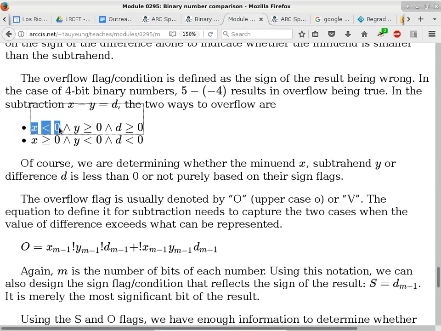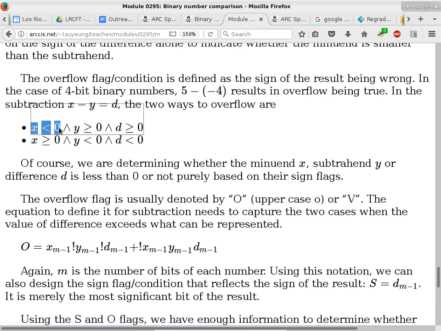Yes? We had that conclusion way earlier. The second one concerns y. How do we know y is greater than or equal to 0? The sign bit is a 0. How do we know that the difference is greater than or equal to 0? The sign bit is a 0. So that means if the sign of x is 1, the sign of y is 0, and the sign of the difference is 0, the sign bit is lying. The sign bit of the difference is lying.